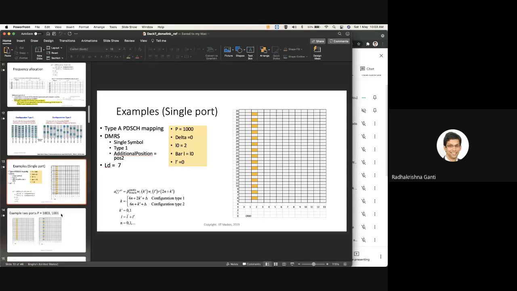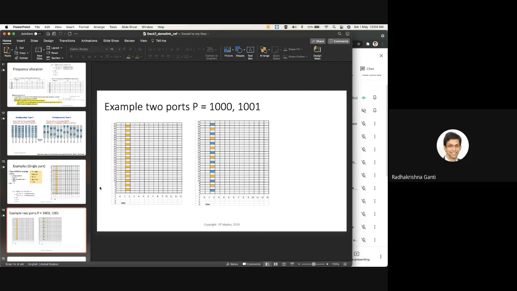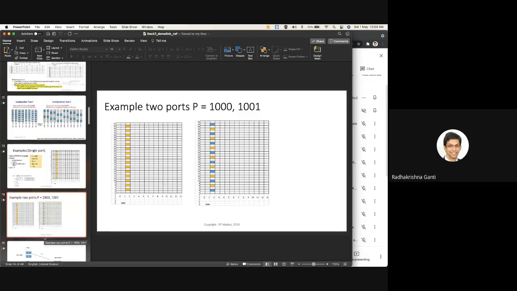Now, with a single port, how do you do it? Sorry, single symbol type 1. How do you do 2 ports? There are 2 ways of doing this. One way is this. They use CDM. So essentially, this is port 1000, and this is port 1001. Single symbol DMRS type 1. This is where you send your DMRS positions.